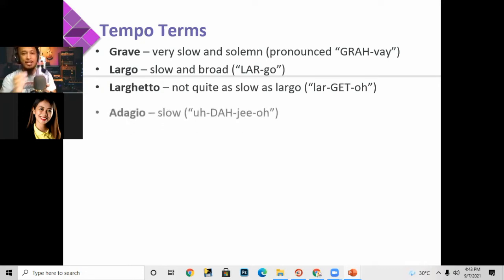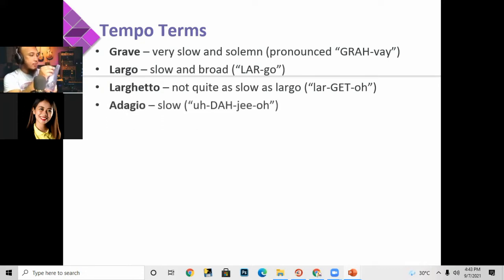Next, we have adagio. From the adagio, that is 58 beats per minute. 1, 2, 3. Ayan, mag-iisip. Adagio. Next, we have lento.